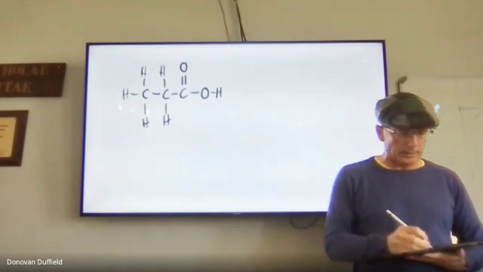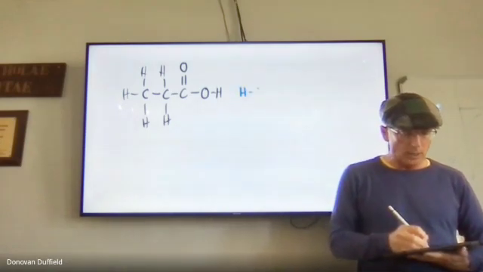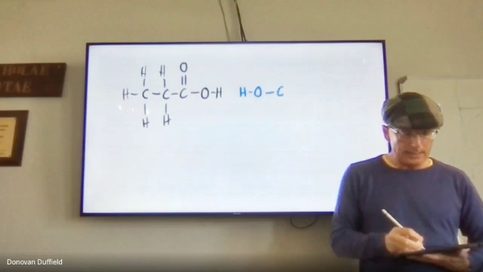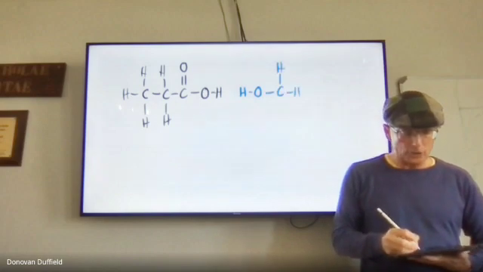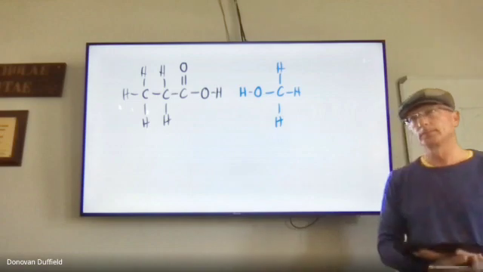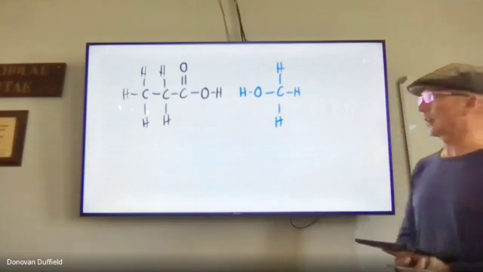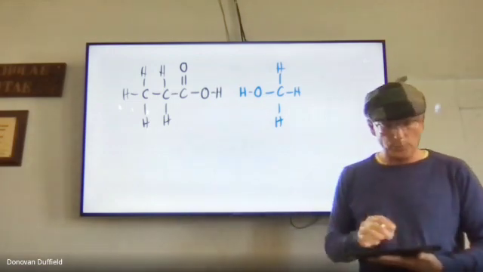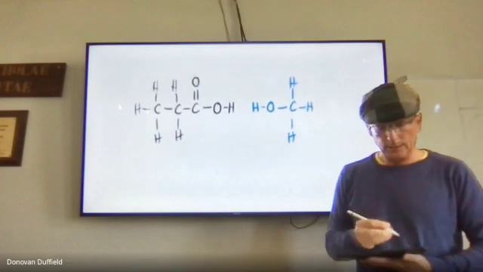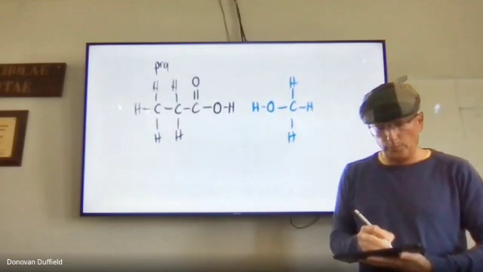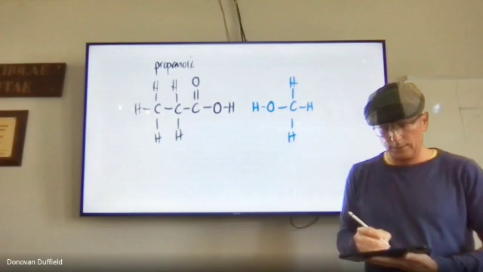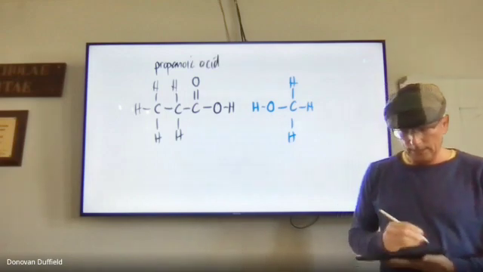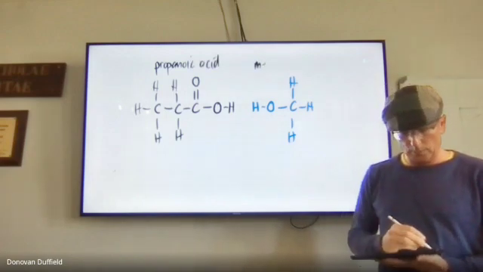Then I'm going to draw the methanol, but I'm going to draw it flipped around. I'm going to draw it like this: H, O, C, H, H. All right. So this is propanoic acid, and this is methanol.